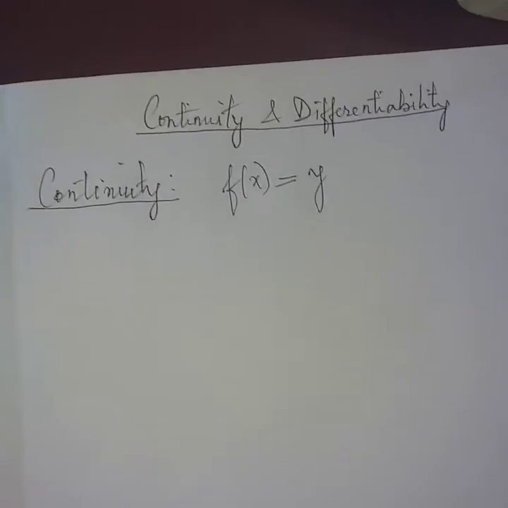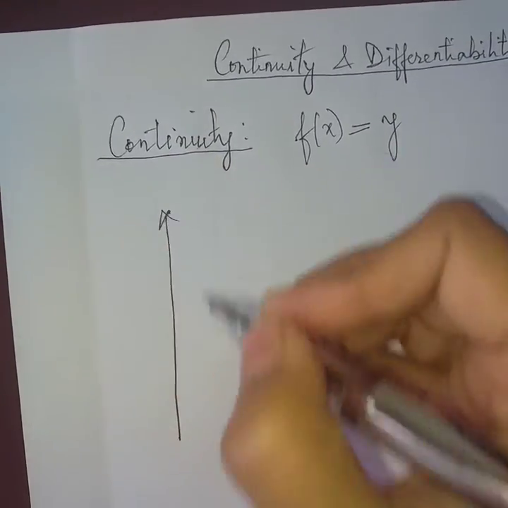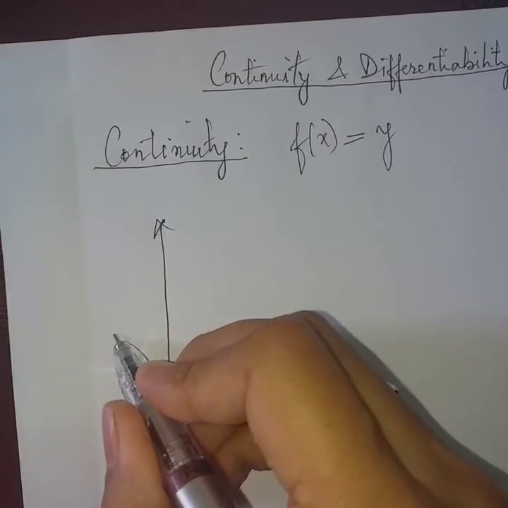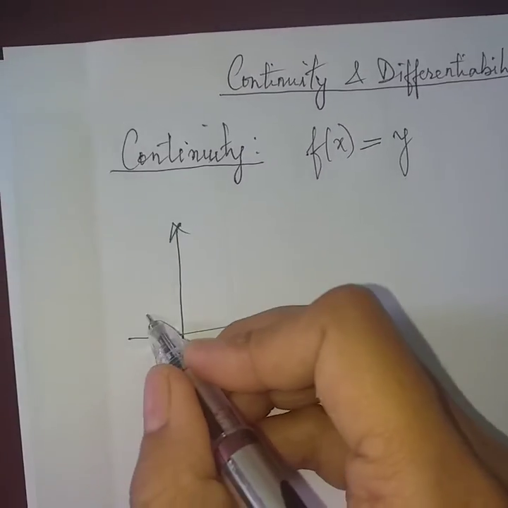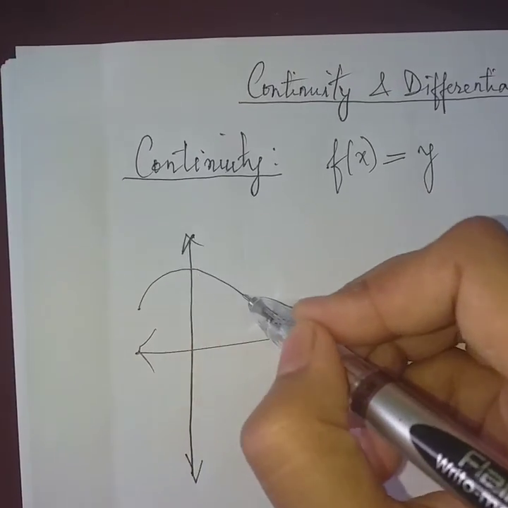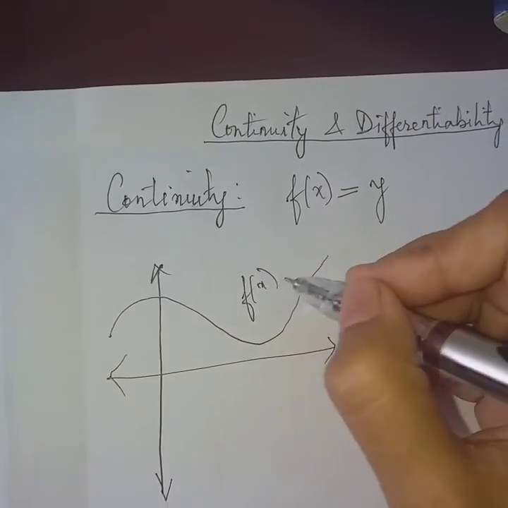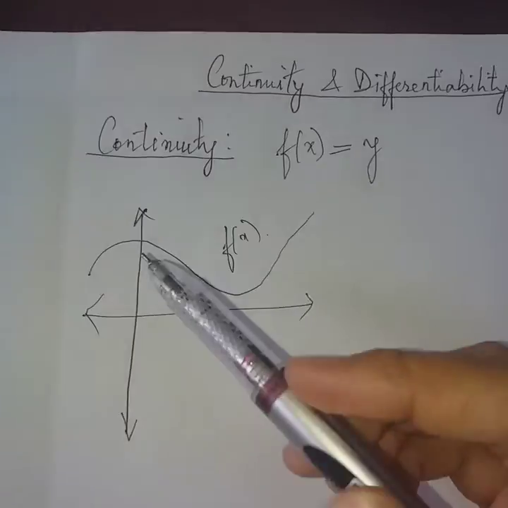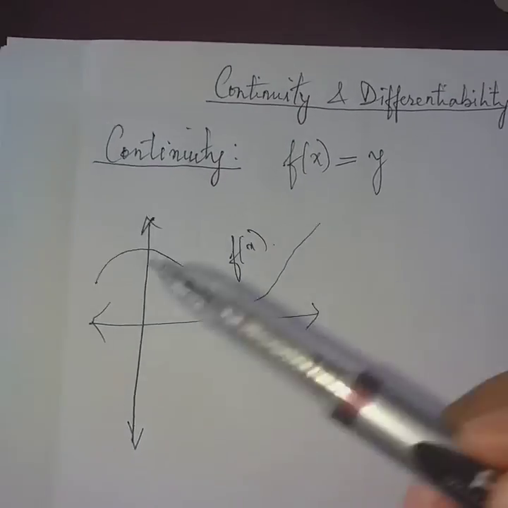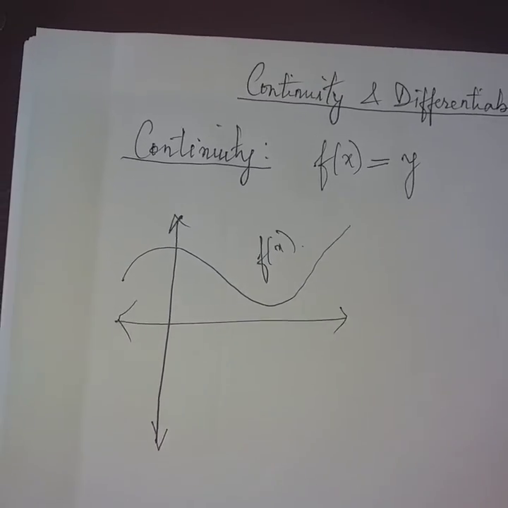So let us understand what is continuity of a function. Let us understand with the help of a graph. Take a graph like this. Say this function is f(x). It may be any function. It may be defined any way, but we just look at the graph only as of now.